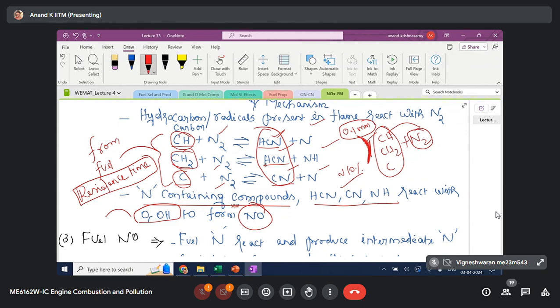Okay, this is the reason why the contribution of prompt NO, that is the NO formed within the flame zone, is going to be less. You have a very thin flame, short residence time, that leads to very little contribution from this particular source to the overall NO. Okay, it's time up.